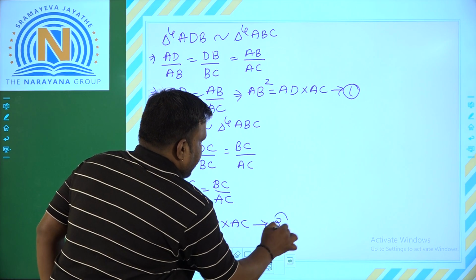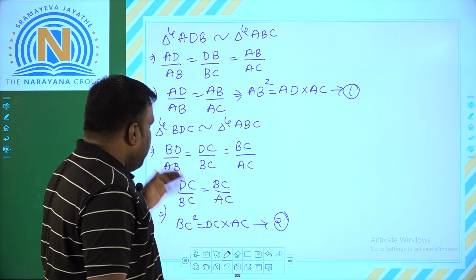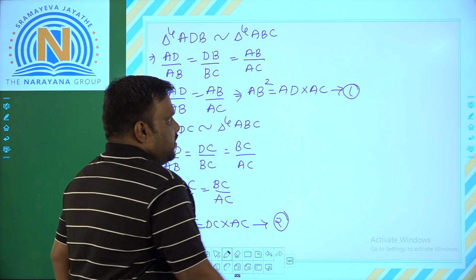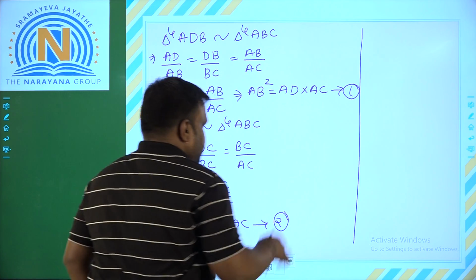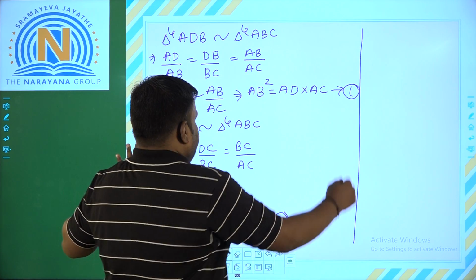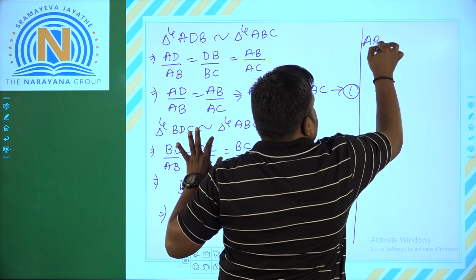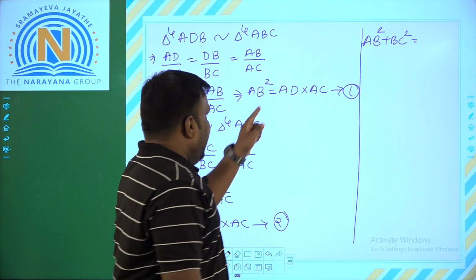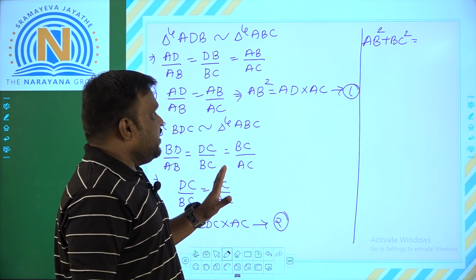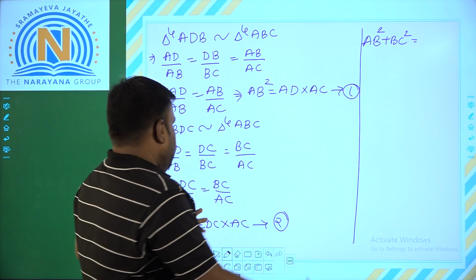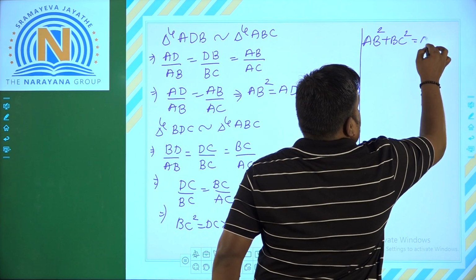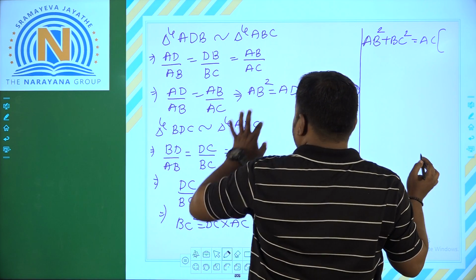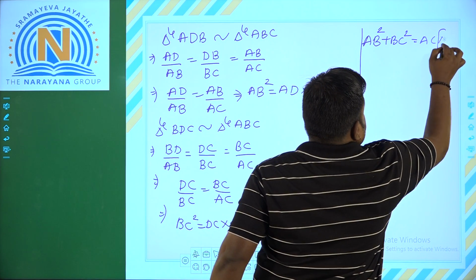This is second equation. Now add both the equations. When you are adding both the equations, LHS gets added, RHS gets added. So what I will be left with right now, first LHS, AB square plus BC square is equal to, here if I add AD into AC plus DC into AC, AC gets common. So when I take AC as common, I will be left with AD plus DC.